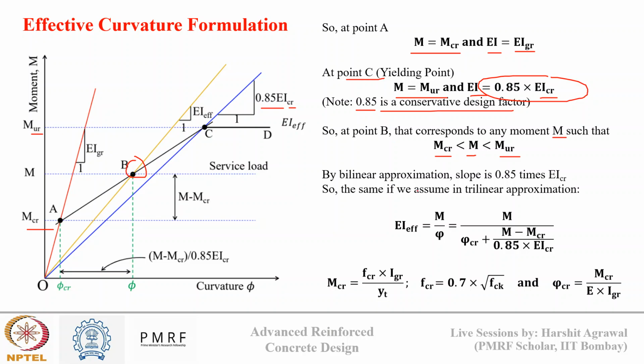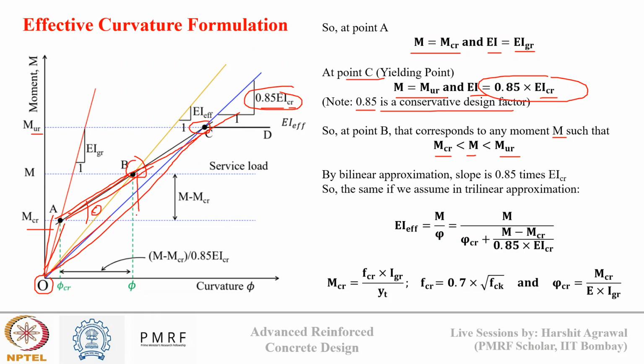So how to calculate EI effective for this? By bilinear approximation, suppose from point O to point C I go, I know the slope of the line is 0.85 times ICR. Now the same thing we will assume for trilinear approximation also. So we will assume that the slope of this line is equal to this line. So we can say EI effective. So we know the slope of this line now.